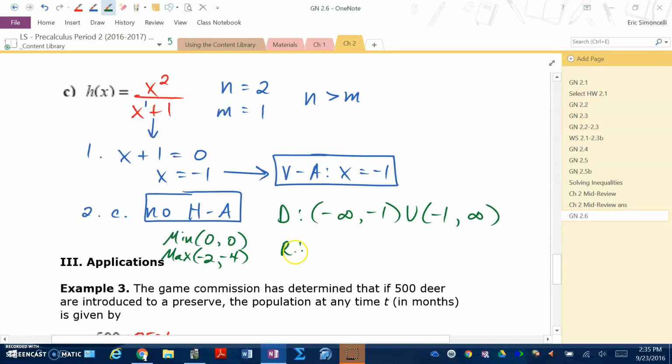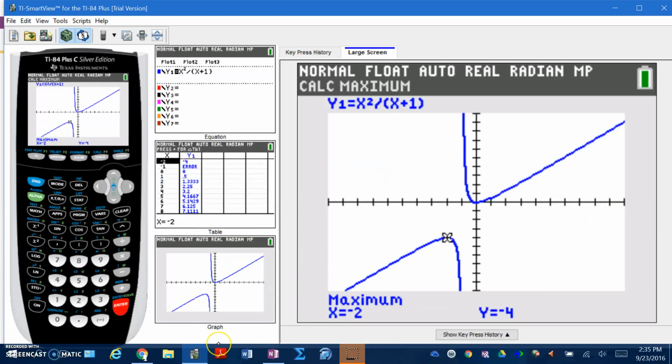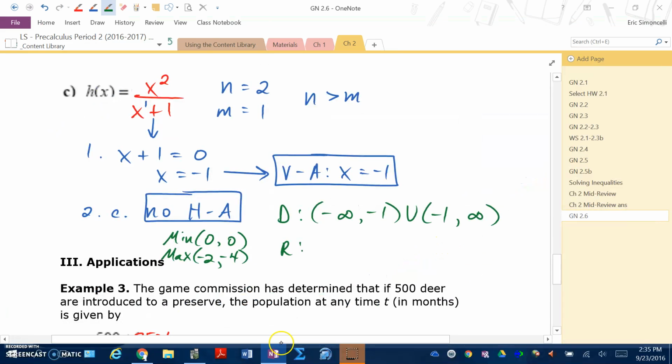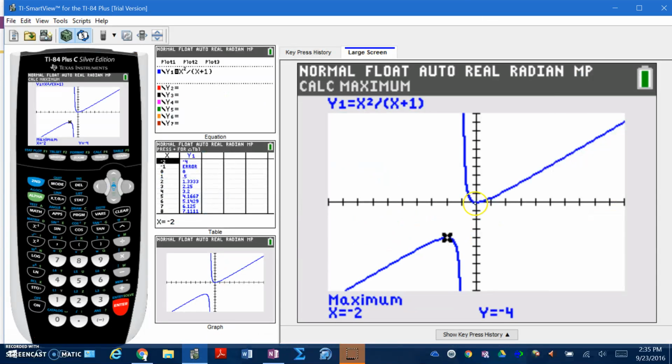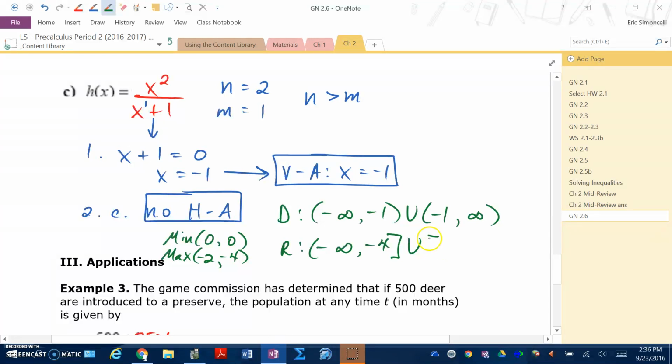Because when coming up with the range, we only want to consider y values. We can see this curve is below the max, but includes the max of -4. So we'll say negative infinity to -4 with a bracket, because it includes it, like I said. And then the graph jumps up to this particular point, y value, which is 0, bracket. It includes it, like I said, and that goes up to infinity.